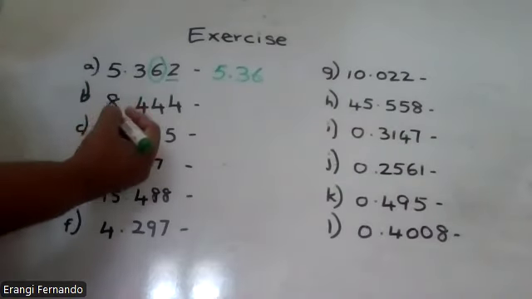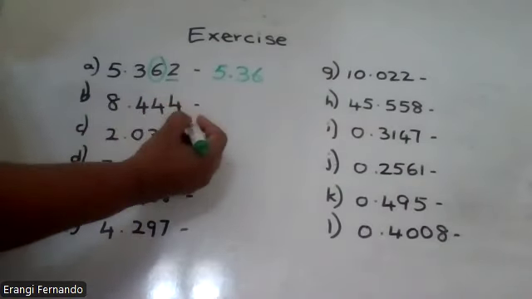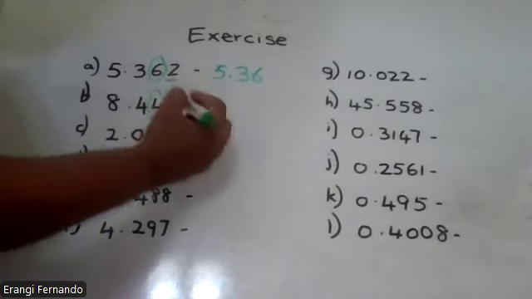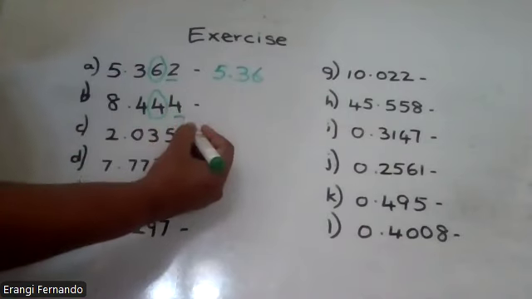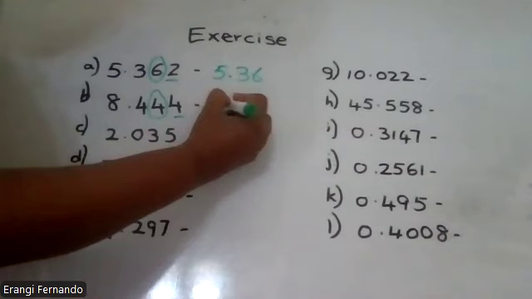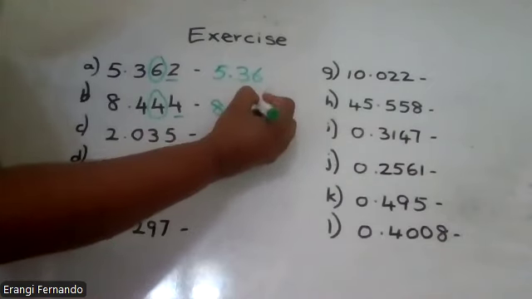The next one, 8.444. The second decimal place is 4. You have to consider the next-door value, which is 4. It's less than 5. So when you round off, 8.44.